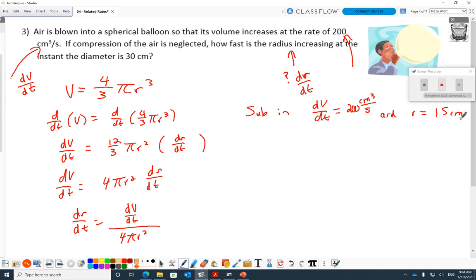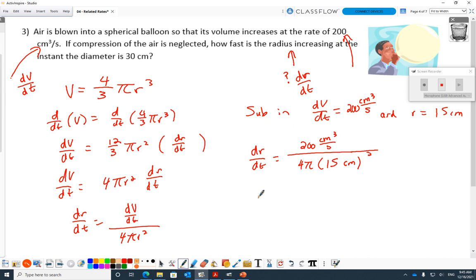You know though? If you get an answer here and all of a sudden you look and go, why is my answer double what theirs is? Maybe that clues you, you're like, maybe I'll check the radius diameter thing. Okay, so here we go. dr dt equals dv dt, 200 centimeters cubed per second, divided by 4 pi times 15 centimeters squared. So let's just deal with the numbers first.